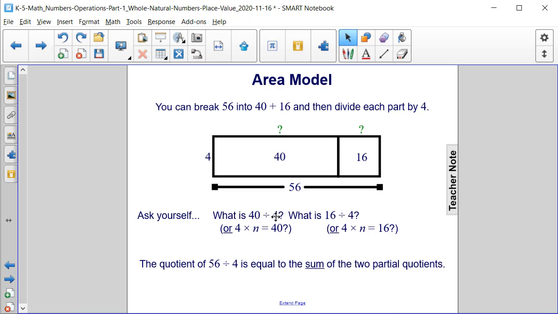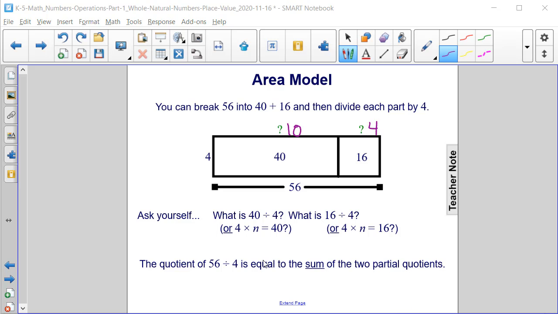What is 40 divided by 4? Well, 40 divided by 4 is 10. And then what is 16 divided by 4? That's 4. And the quotient of 56 divided by 4 will be equal to the sum of these 2 partial quotients, meaning that we found that 10 and 4 are the solutions to the areas of these boxes. Like 4 goes into 40 10 times and 4 goes into 16 4 times. Therefore, this entire length will be equal to 10 plus 4, which is 14.